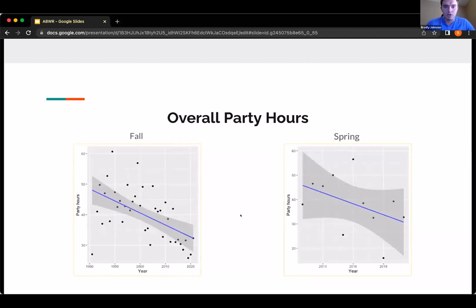Now we're going to talk about overall party hours. So party hours is the time spent that the volunteers spend surveying in the field. Once again, on the x-axis, we have the 40-year time period, and on the y-axis, we have the party hours. As you can see, they are declining as well throughout the 40-year time period, and the confidence interval on the fall is much smaller than the spring. This is because in the fall we have 183 sampling events, whereas in the spring there's only 17. So we're less confident about all of the results in the spring just because of the data set size.